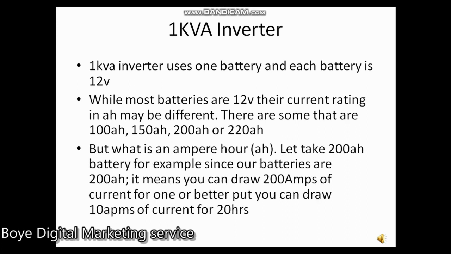But you ask yourself, what is an amp hour? Let's use 200 amp hour for example, since that is what we have in our show. It means you can draw 200 amps of current for 1 hour, or better put, you can draw 10 amps of current from this battery for 20 hours.